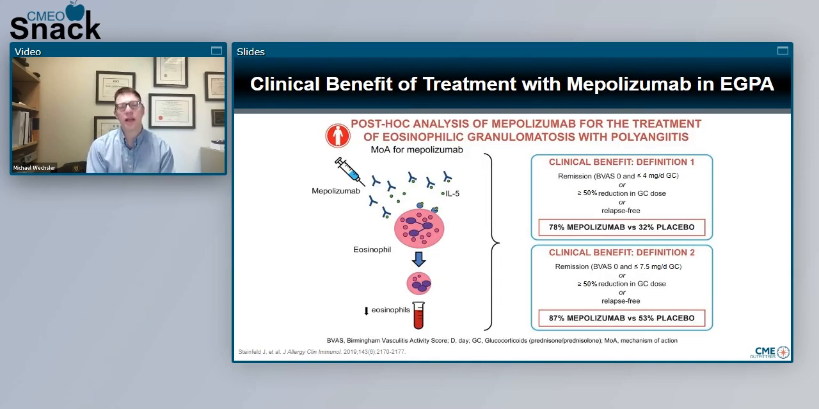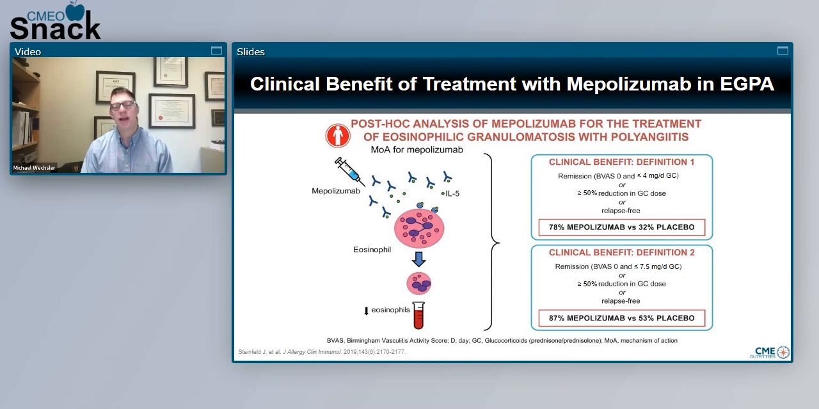Another important thing that we did in a post hoc analysis, we said, well, while 53% of patients were able to achieve remission, there were other patients who weren't able to achieve remission, but were able to have benefit in terms of other outcomes. So we looked at the proportion of patients who were able to either have no relapses over the course of a year, or who were able to cut their corticosteroid dosing by 50% in the study, even if they weren't able to get down to 4 milligrams a day.